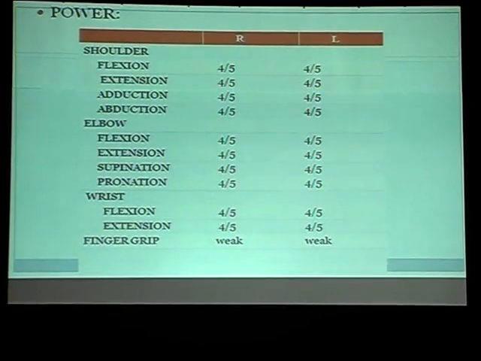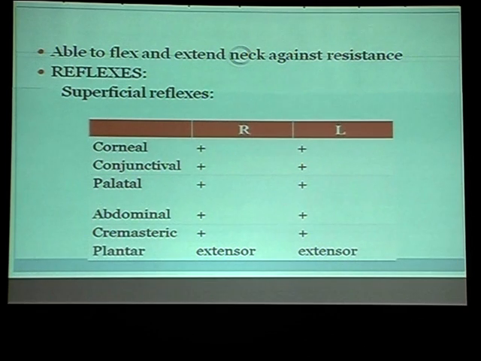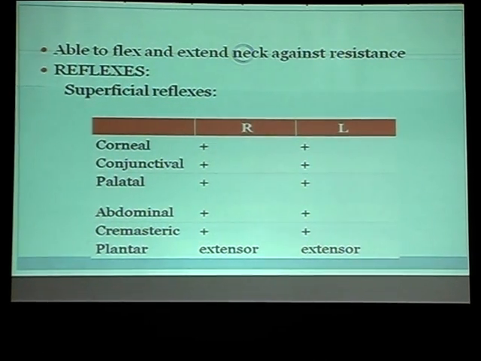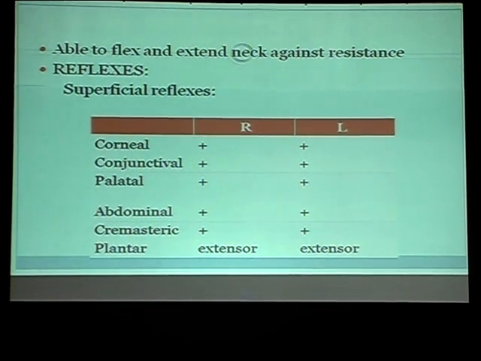Right. Next. The next question, you get the answer. You should tell me the muscles which cannot be classified on MRC grading. Muscles of respiration, axial muscles, intrinsic muscles of the hand, in which you cannot use MRC grading. These are standard questions, right? So reflexes, superficial reflexes, corneal, conjunctival. All preserved, plantar is extensor.